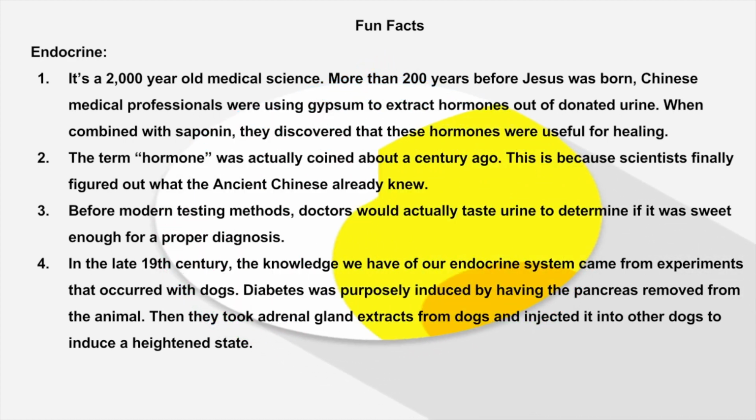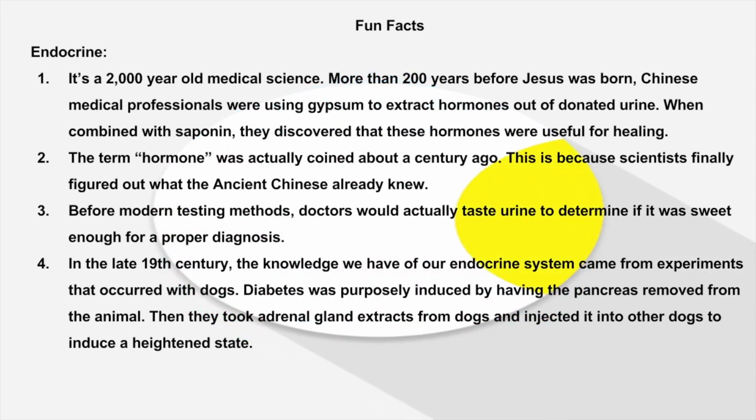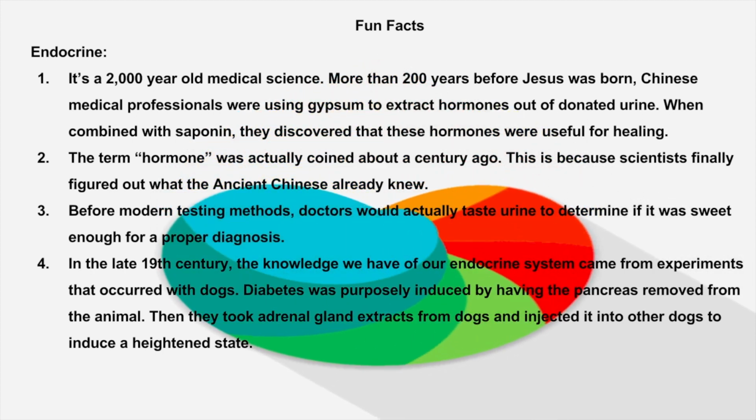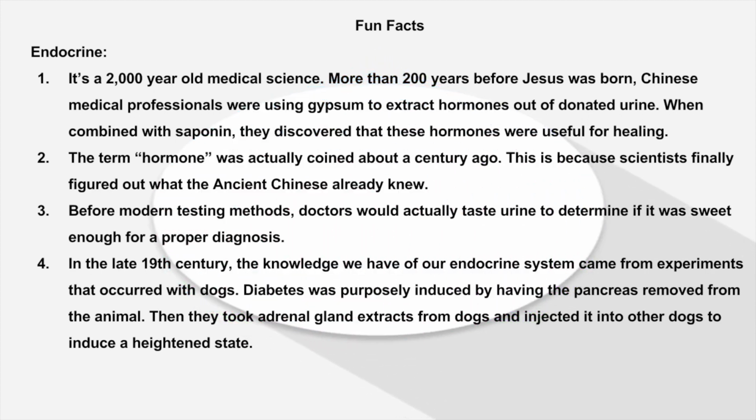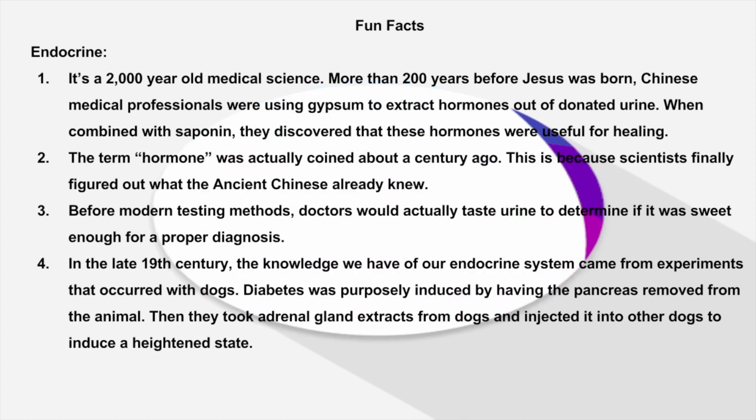Okay, now some fun facts about the endocrine system. It's a 2,000-year-old medical science. More than 200 years before Jesus was born, Chinese medical professionals were using gypsum to extract hormones out of donated urine. When combined with saponin, they discovered that these hormones were useful for healing.